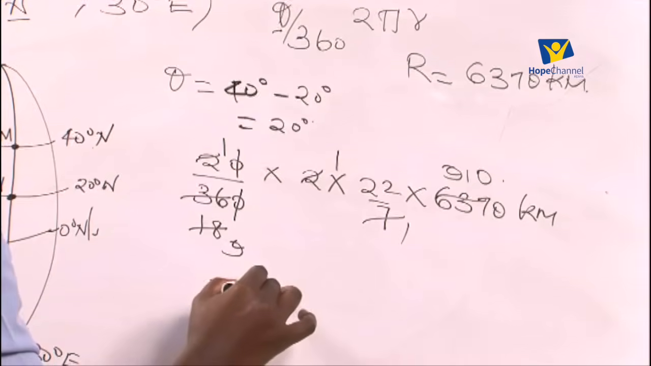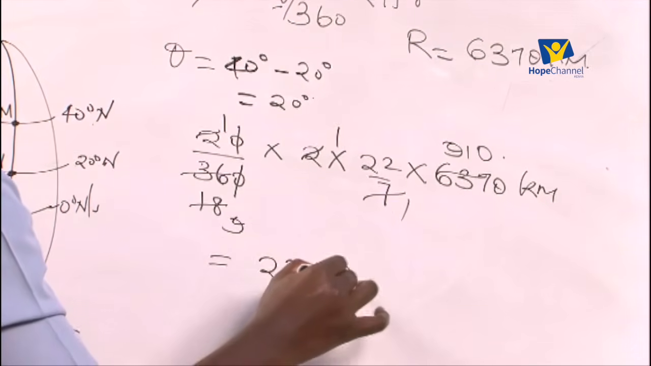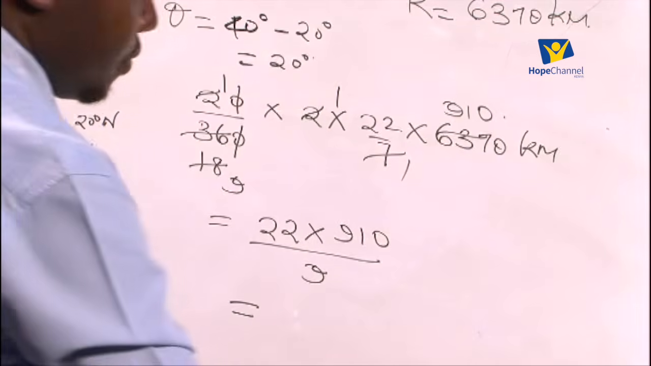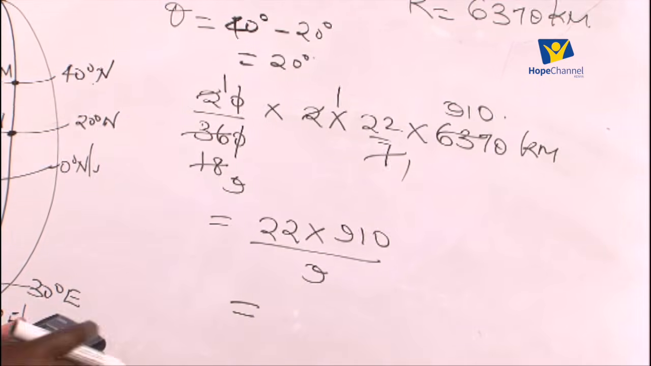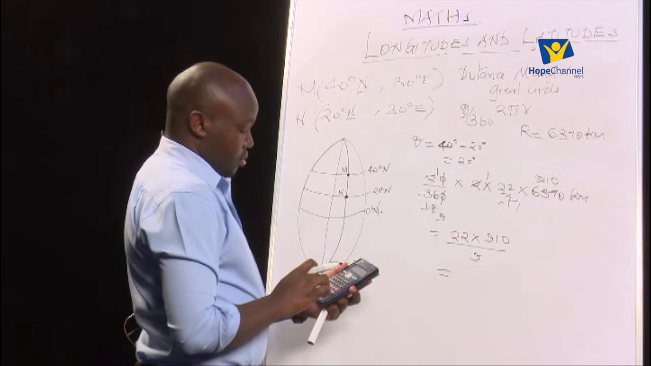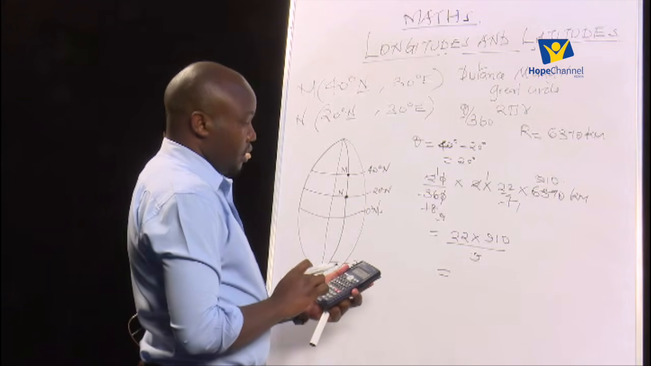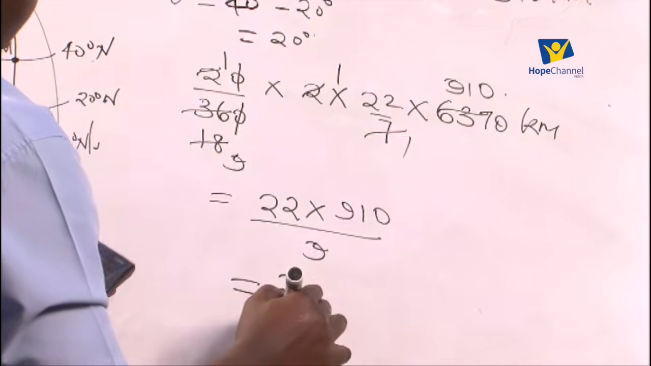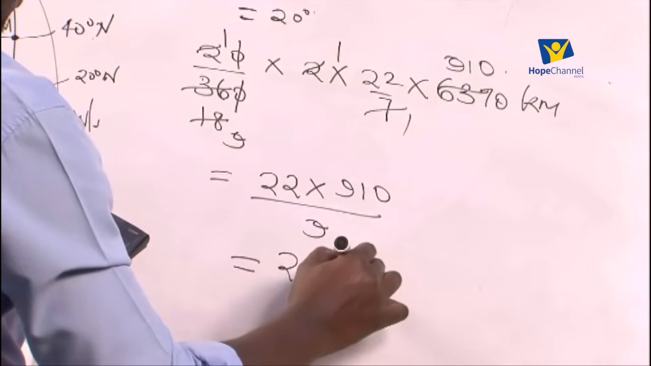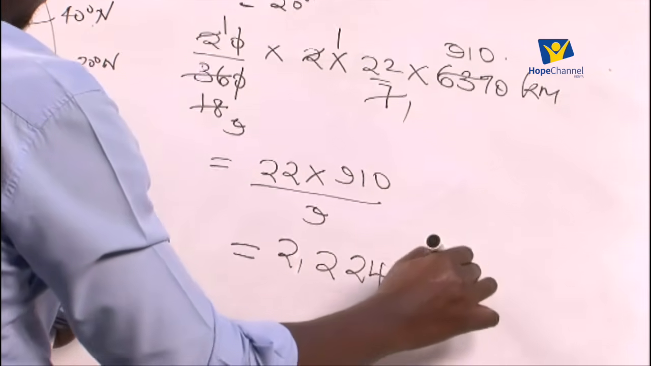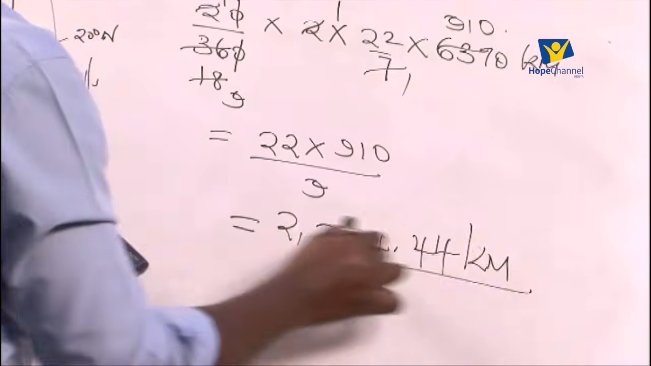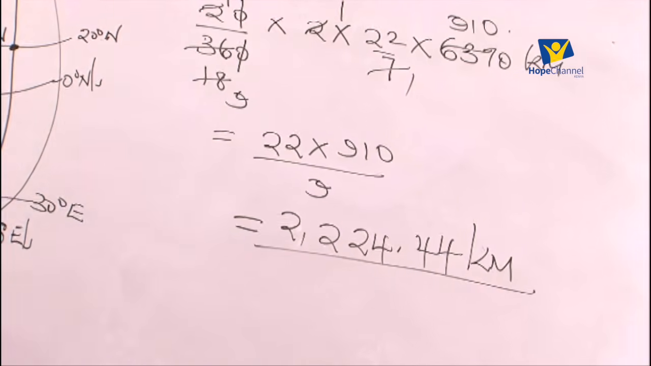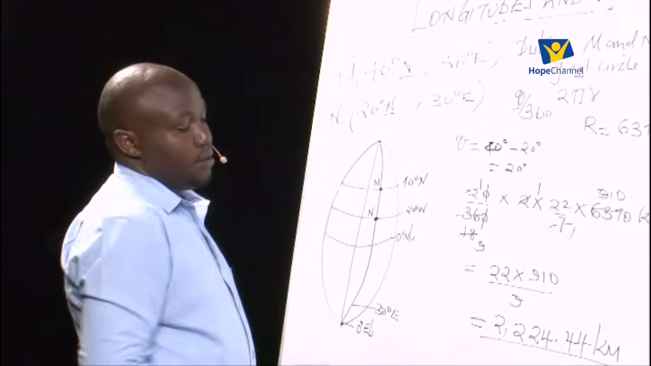So I'm going to have 22 multiplied by 910 divided by 9, which gives 2,224.44 kilometers. That is the distance of point M and N, which is given like that.